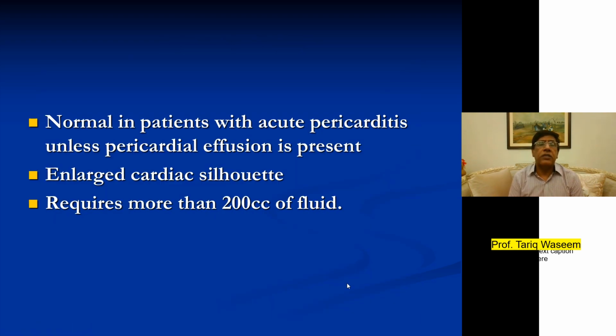In many patients, the chest X-ray may be normal in acute pericarditis, unless, as I said, there is a pericardial effusion. In that case, you would have an enlarged cardiac silhouette. You need around 200 cc of fluid present to make the cardiac shadow prominent or enlarged on chest X-ray.